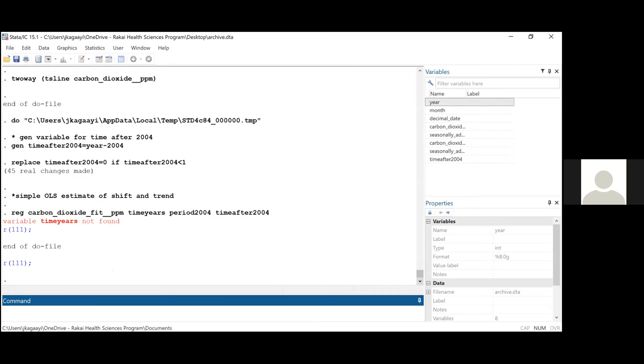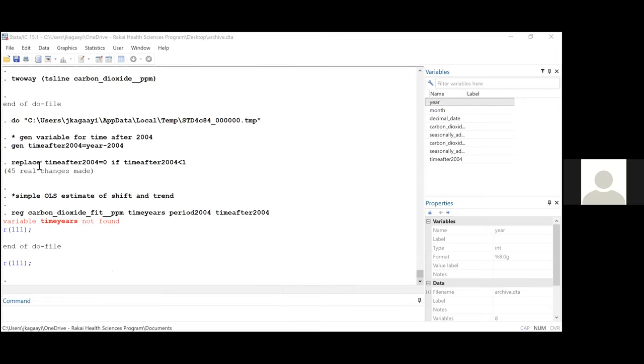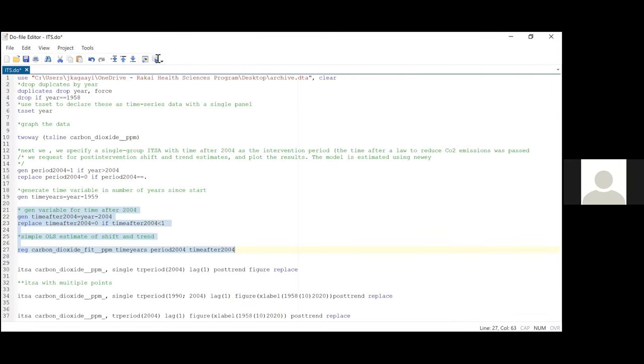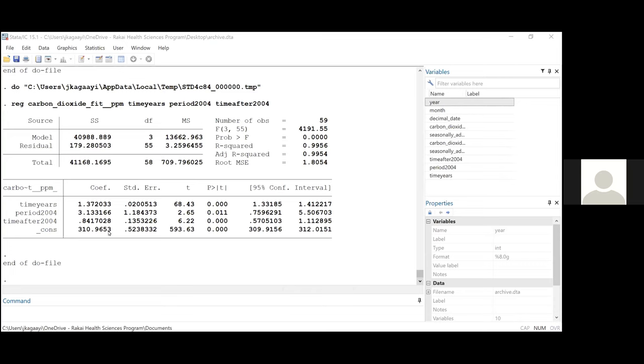It will just tell us what the effects are over time. But this is just doing it in the naive sense, where we are just ignoring the autocorrelation. When we run it, we can interpret it. The baseline carbon monoxide was 310, as you can see here. And then time years is what gives us the time slope.